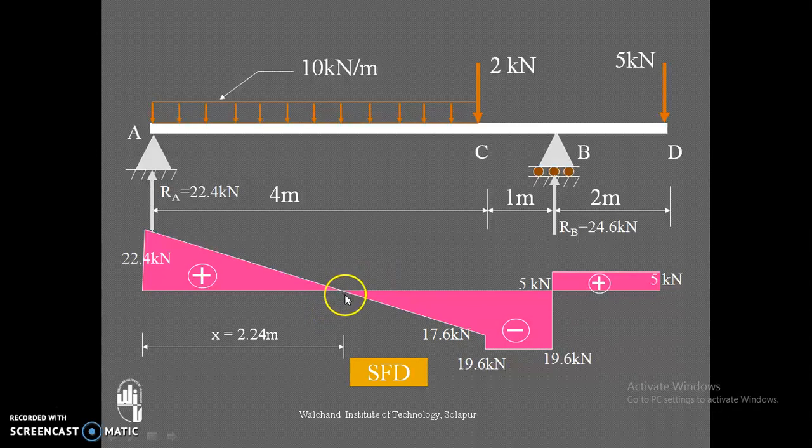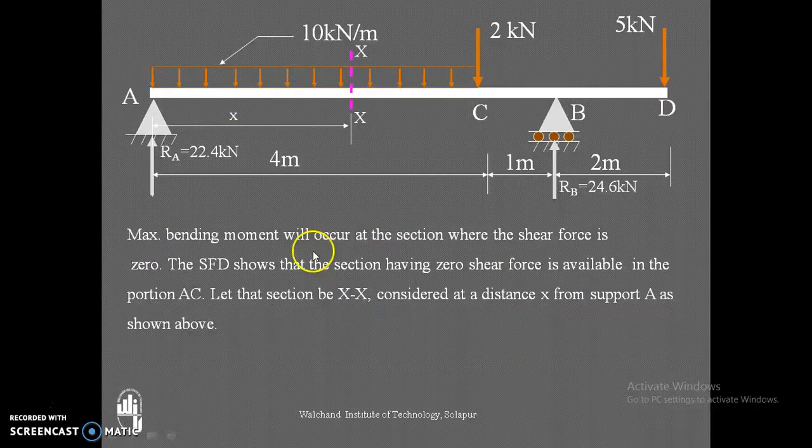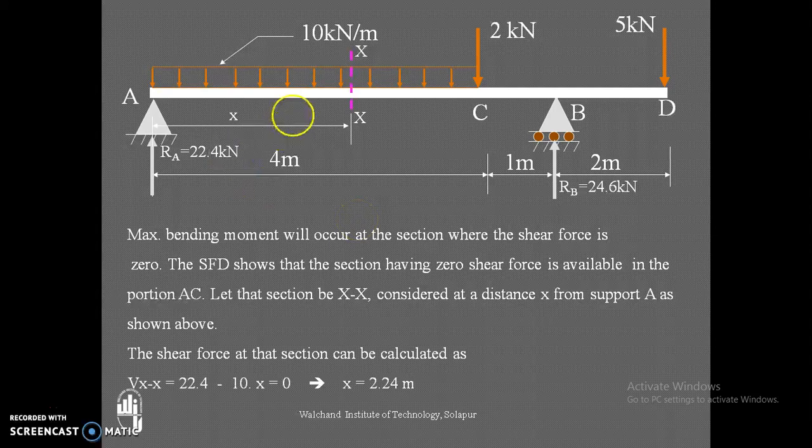But what is the distance of this point of 0 shear force from either of the points? That we can determine. So SFD shows that the section having 0 shear force is available in the portion AC. Let that section be XX. Here it is marked in the diagram, considered at a distance x from support A as shown above. So from A, the x distance is considered for the section XX because shear force is 0 in A to C. Now let us write the equation for this section only.